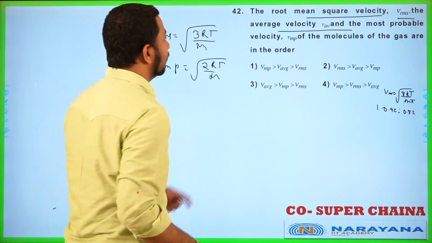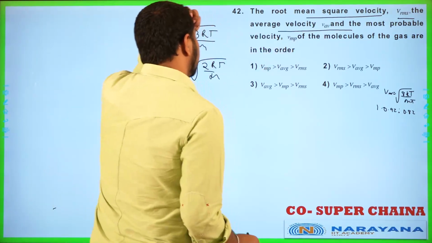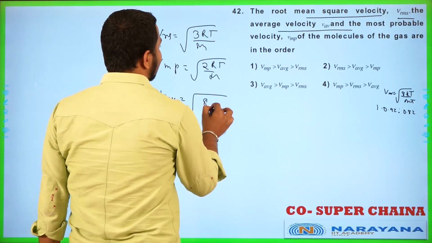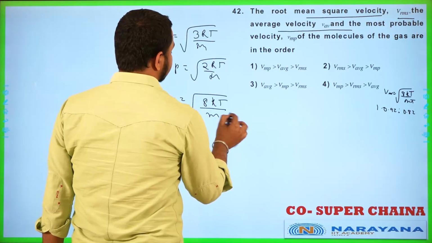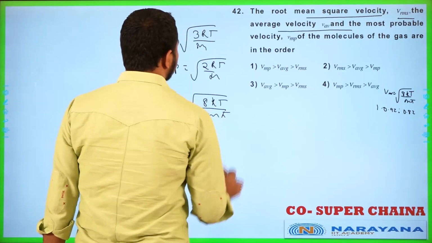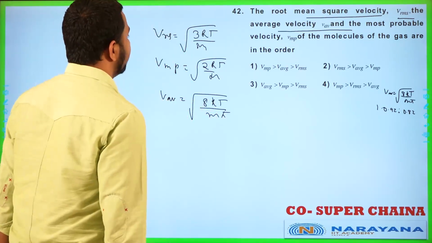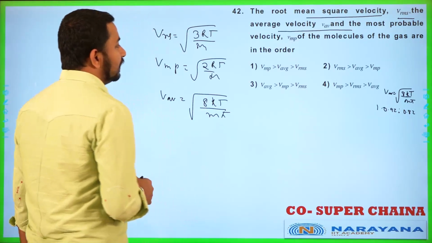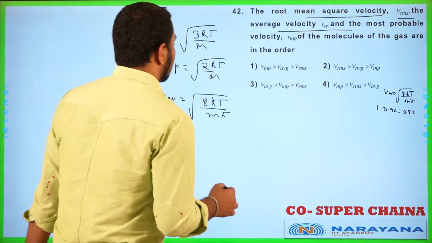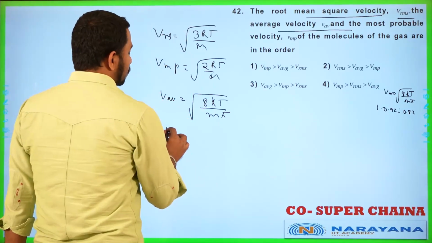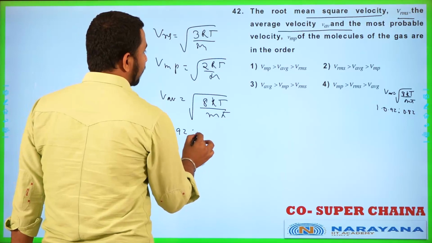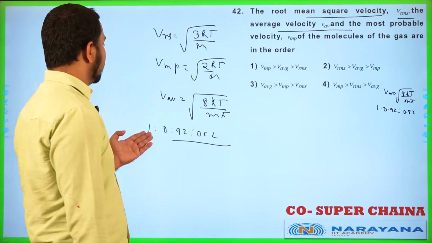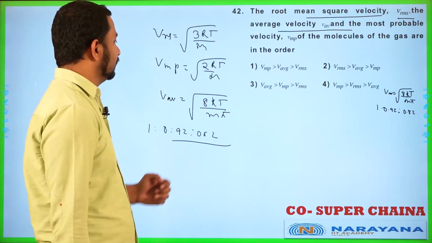Now we have to find it for V average. So V average will be under root 8kT by M pi. This is the value we are getting for V average. So if you take the ratio of Vmp, V average and Vrms, it will be 1 : 0.9 : 0.82. Okay, so that will be the answer. We check that this ratio is coming in this format.